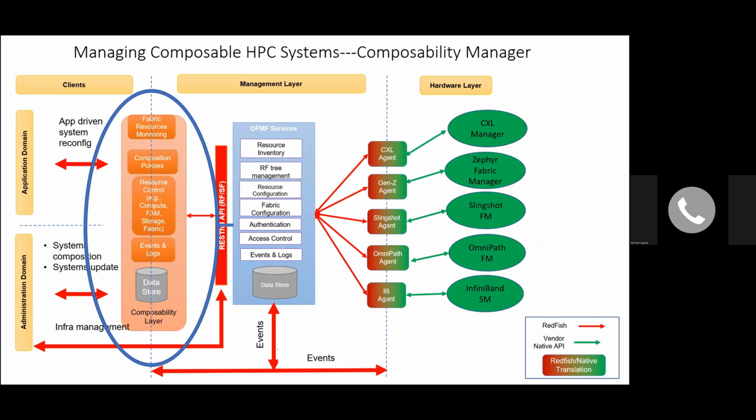So here's where the composition comes into play. On the left side, we have fabric resources monitoring. We build up a composition manager that talks to the OFMF services, and then we also have resource control. We have storage fabric control, and then we can use those events and logs to keep track of things as we go through it. You'll see events all the way through the whole center of the management layer. Next slide.